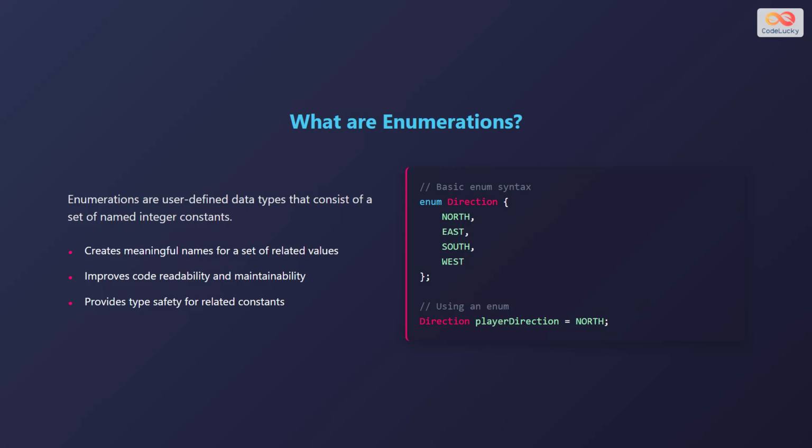Look at the basic enum syntax. The keyword enum is used, followed by the name of the enumeration. Inside the curly braces are the enumerators, which are the named integer constants. Here is an example of using an enum. A variable of type direction is declared and initialized to north.